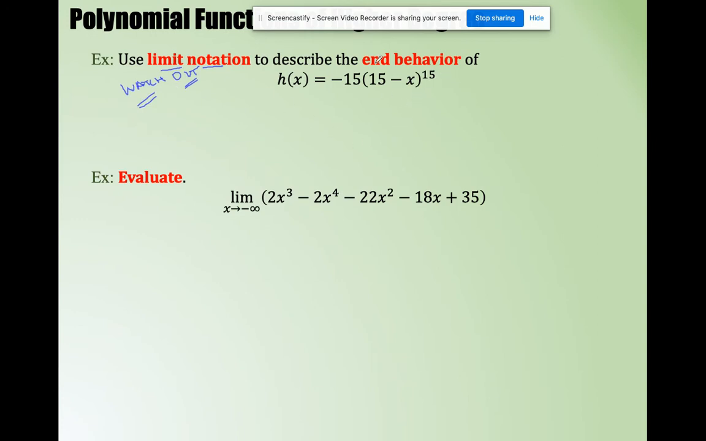You are not expected to multiply that out. Hello, that is not 15 to the 15th and negative x to the 15th. That is 15 minus x times 15 minus x times 15 minus x times 15 minus x. But because I just need the end behavior, I just need to know the highest degree on x, and I need to know the sign of the leading coefficient.